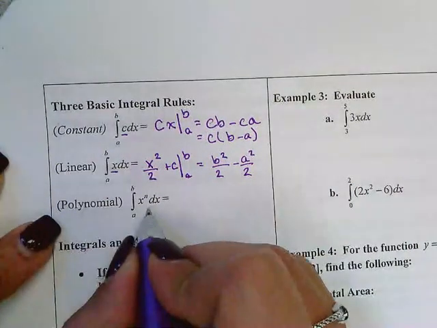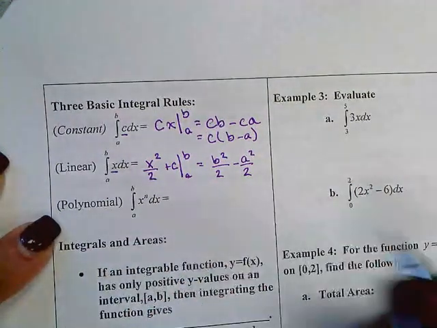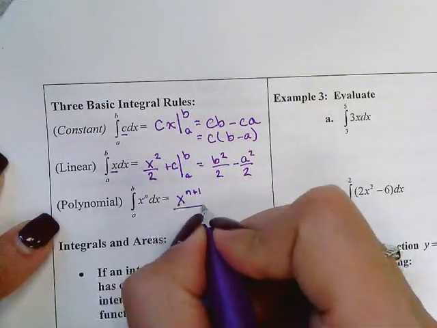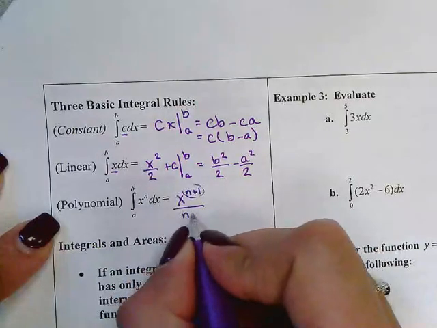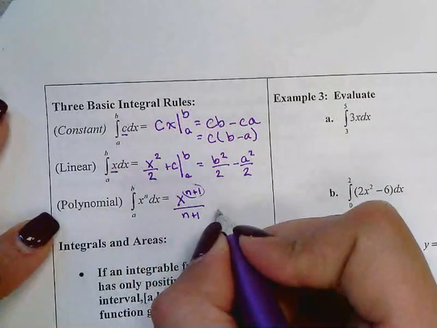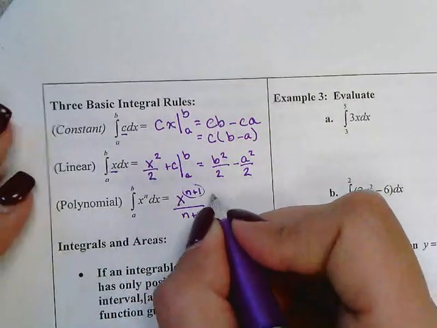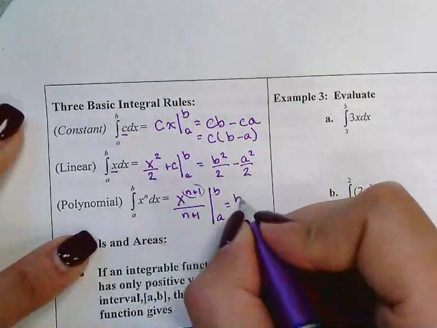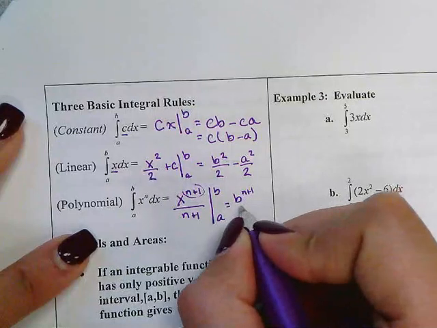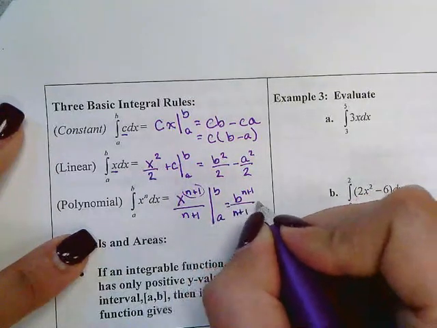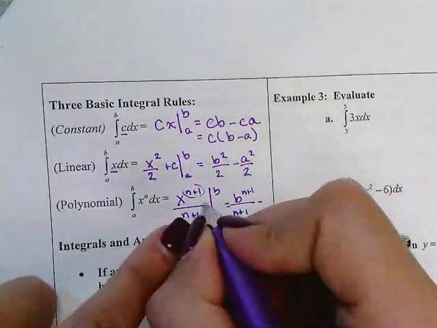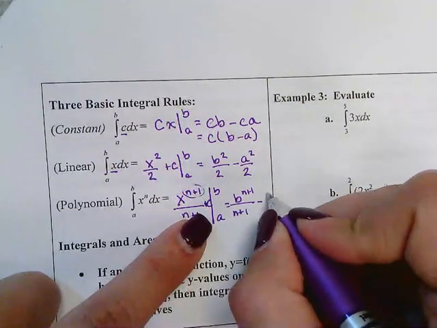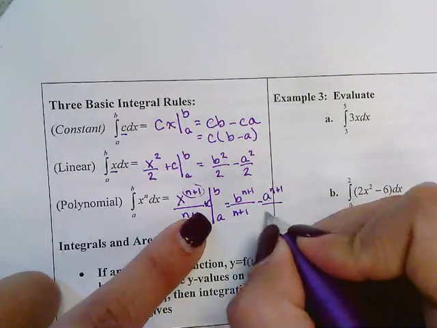And then if it's a polynomial, we remember that when you take the antiderivative, it's always going to be x to the n plus 1 over whatever that n plus 1 became, from b to a. So it's b to the n plus 1 over n plus 1 minus, oh, don't forget the c, but the c cancels out when we subtract, a to the n plus 1 over n plus 1.